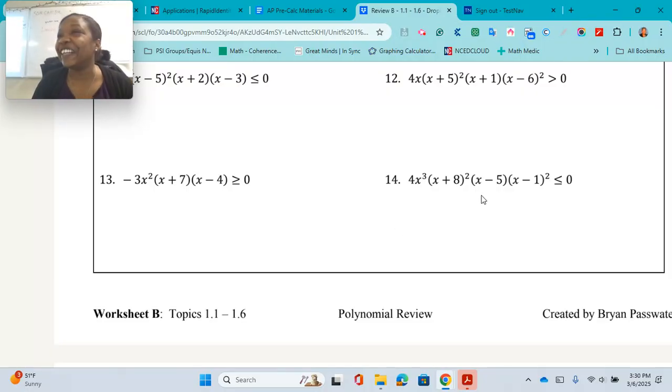Ooh, this one is good. Number 14. Don't it look fun? All right, let's get our zeros first. We have zeros at 0, negative 8, 5, and 1.